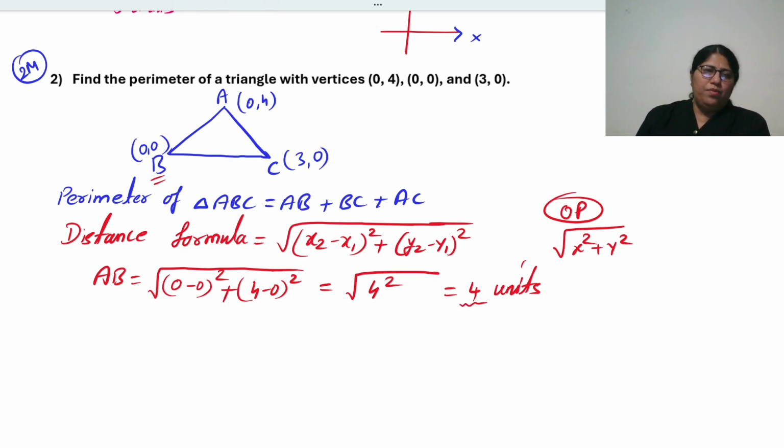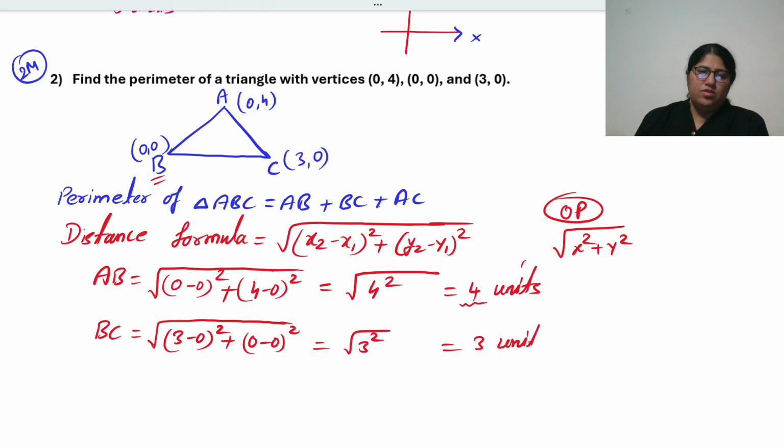Now let us go for BC. In BC also, one of the coordinates is 0, 0 because it's the origin. So I can take here 3 minus 0 whole square plus 0 minus 0 whole square, which is nothing but the root of 3 square, equals 3 units. This is your second length. Then what is the third length here?